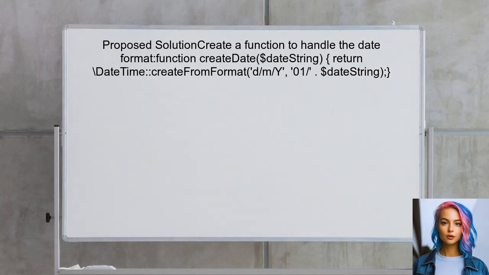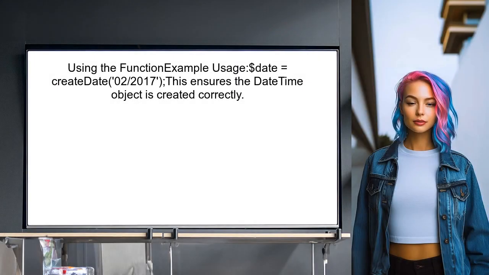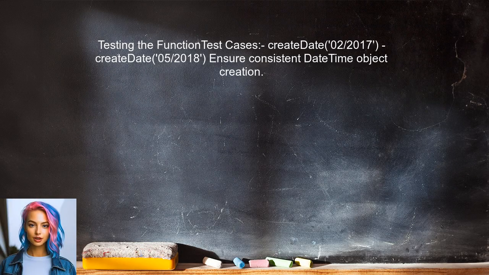To fix this issue without hard-coding a day, the user can create a function that automatically adds the first day of the month when the date string is in the m/y format. By using this function, the user can ensure that the DateTime object is created correctly without manually concatenating the day each time. Finally, the user should test this function with various date strings to confirm that it consistently produces the expected DateTime objects.